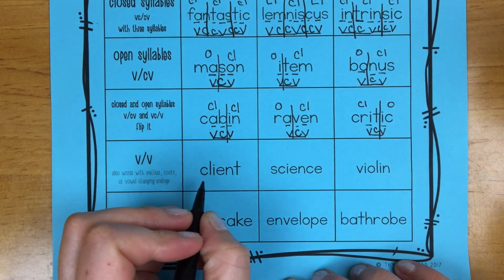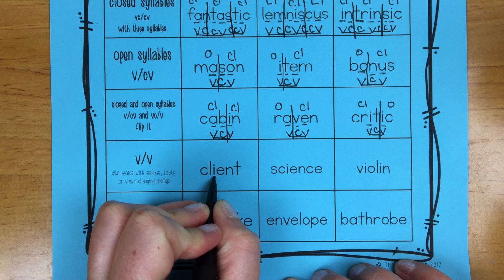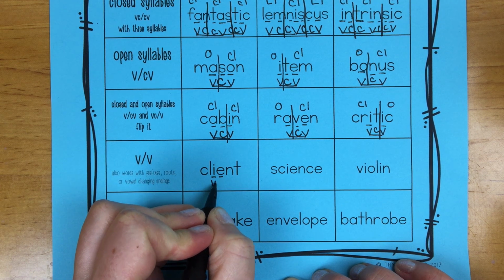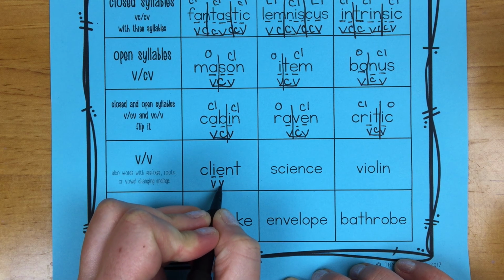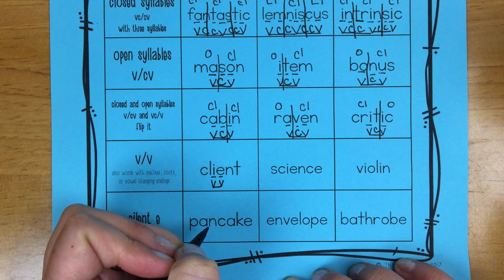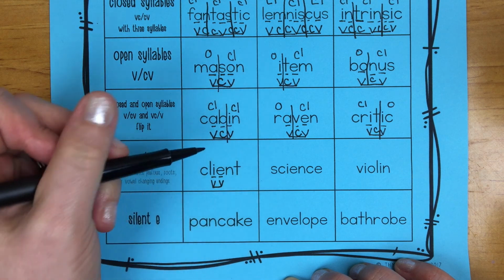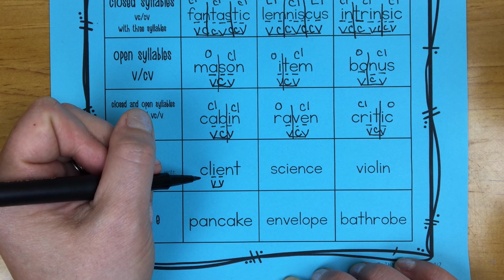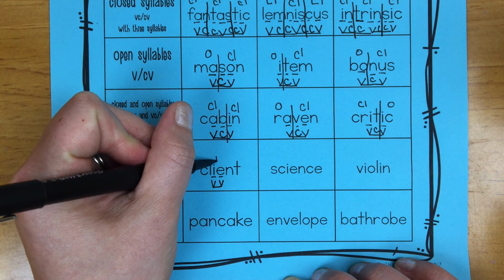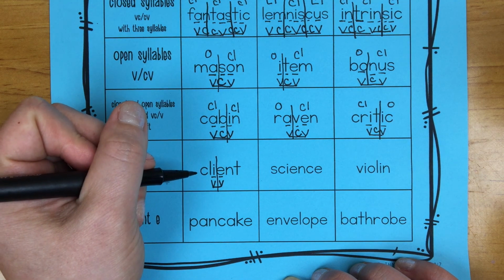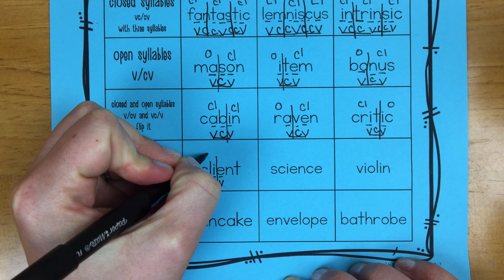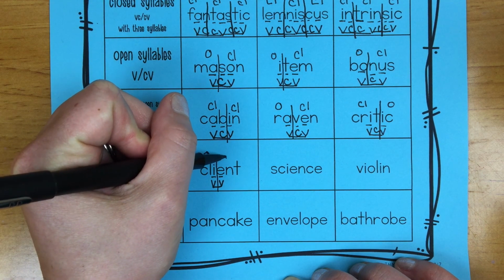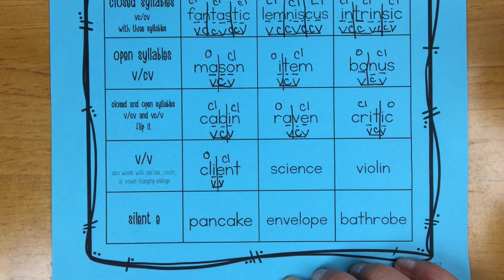I'm still going to look for the first two vowel sounds and label my V's. I do not have any consonants between them. Very similar to the vowel, consonant, consonant, vowel pattern, I will divide between the two. This is an open syllable and this is a closed syllable.